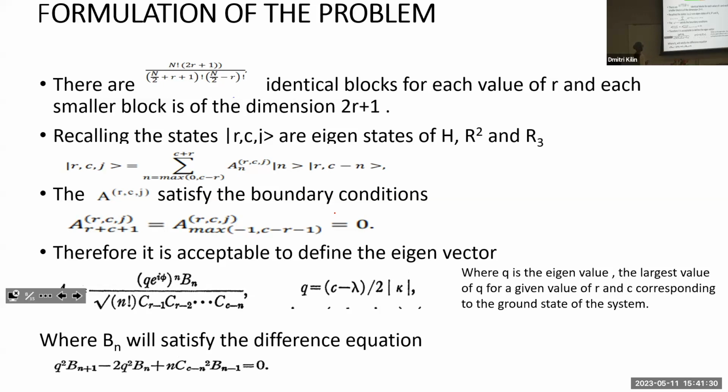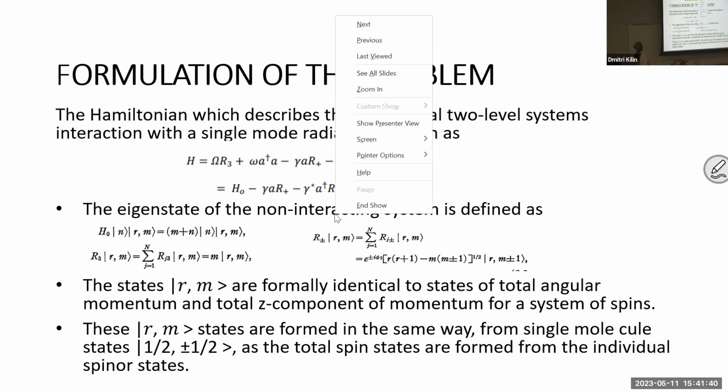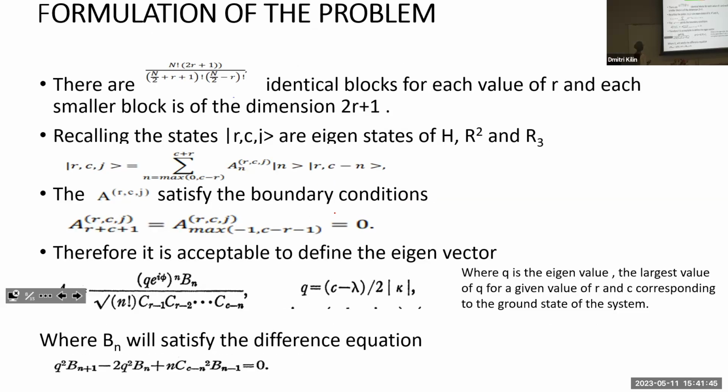So assuming that we have the state Rcj as the eigenstate of H squared and R3. Recalling we already have in the previous slide our eigenstate to be this. So we are assuming that our state is this. This is also M, but your M is C minus n. So we are making the summation of all the states here for n two-level systems.